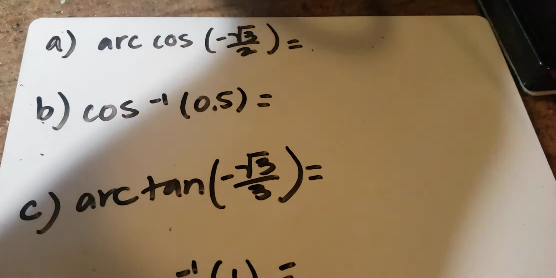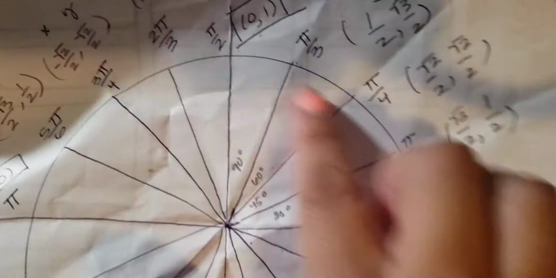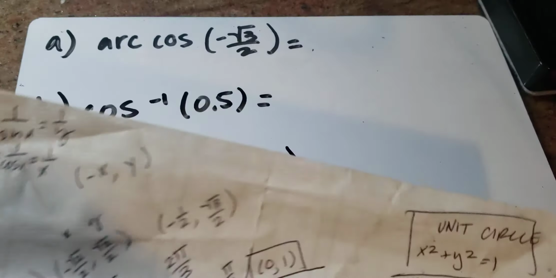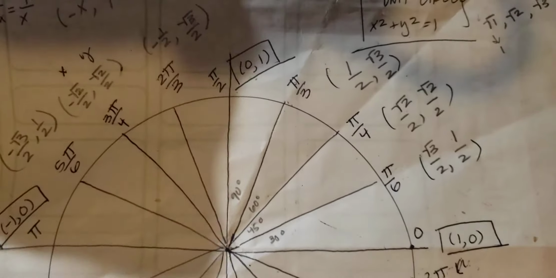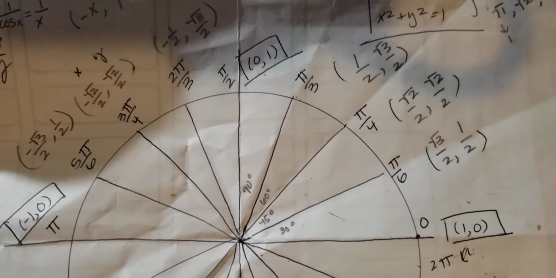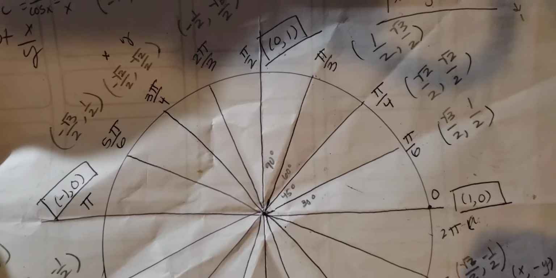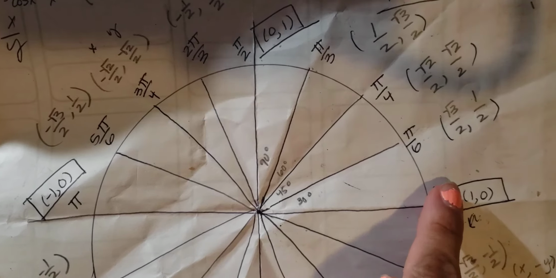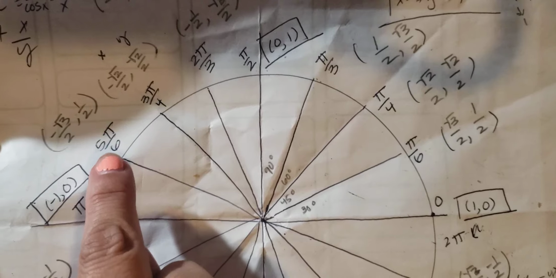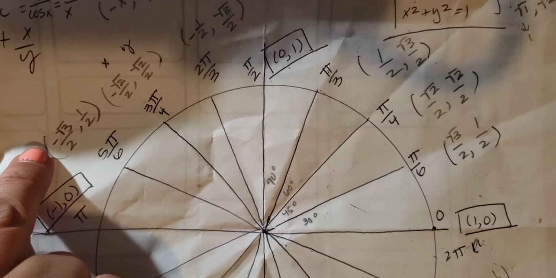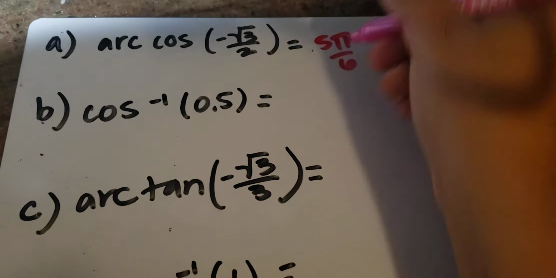So remember, for cosine, you're pretty much sticking to the entire top half of the unit circle, okay? So cosine of negative radical 3 over 2. So again, remember, cosine refers to the x value. So you're looking for the x value that will give you negative radical 3 over 2. And so if you look at your x values, that falls at 5 pi over 6. Okay, so the radian 5 pi over 6 will give you negative radical 3 over 2. So that should just be 5 pi over 6. Okay.